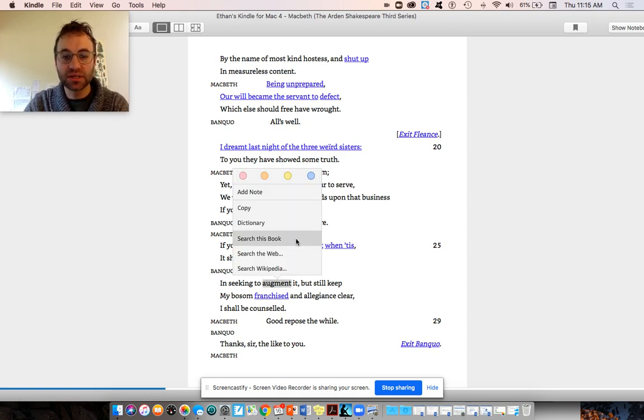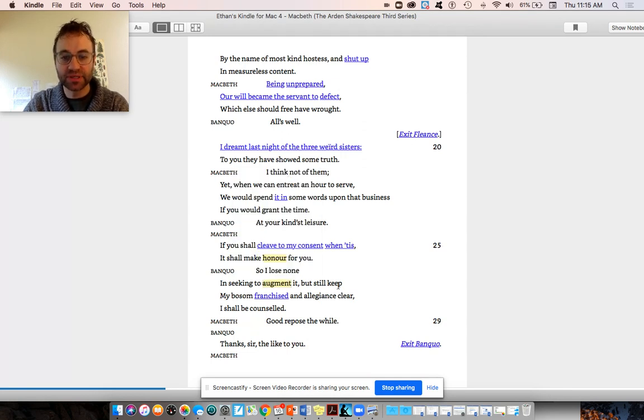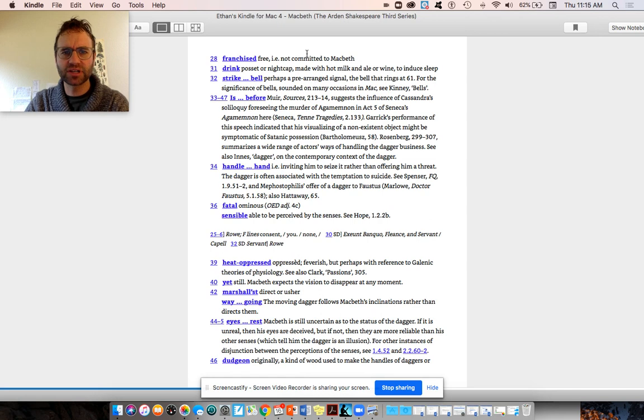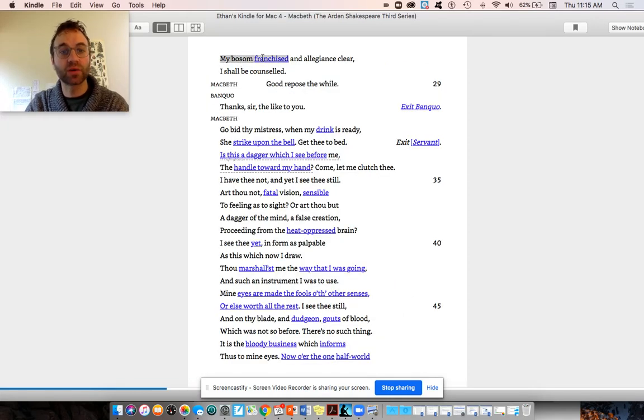So he's saying in seeking to add to my honor, but still keep my bosom franchised and allegiance clear, I shall be counseled. So this is interesting because he's saying, I'll seek to add to my honor to you, but I'll keep my heart franchised. And that's a really striking word. Let's see the annotation here. So franchise means free, like not completely committed to Macbeth. Like I will stay committed to my heart and listen to what I know is true, and I'll keep my allegiance clear. So he's like, I'll honor you, but I won't completely give everything to you.